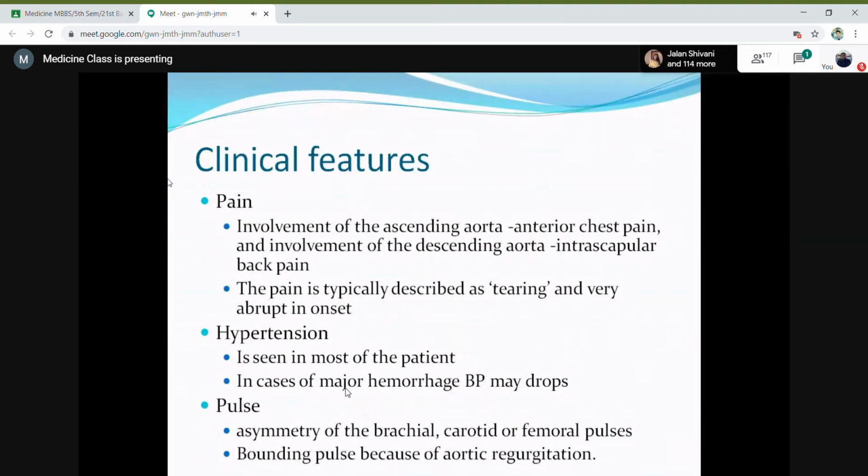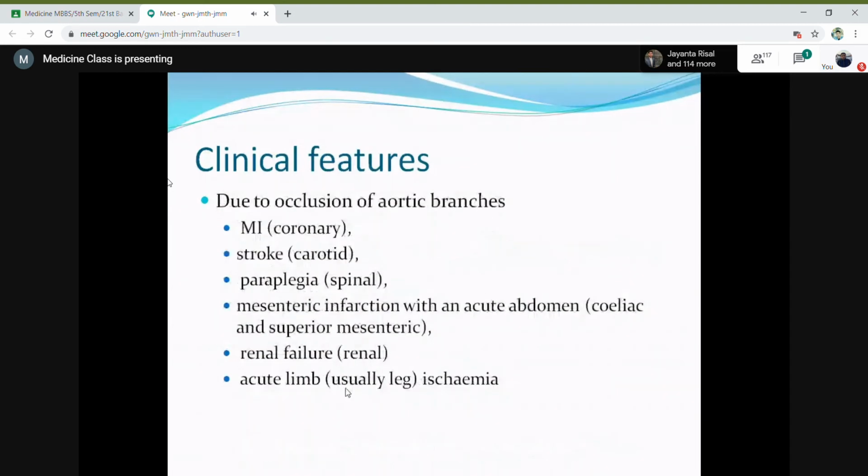When you are examining the pulse, there can be asymmetry of the brachial, carotid, or femoral pulse. Bounding pulse may be there if the patient has aortic regurgitation. Due to the occlusion of different aortic branches: if the coronary branch is occluded, there can be MI; if carotid, stroke; if spinal, paraplegia; if celiac and superior mesenteric, infarction with acute abdomen; if the renal artery is involved, renal failure; if the leg is involved, acute limb ischemia can be there.